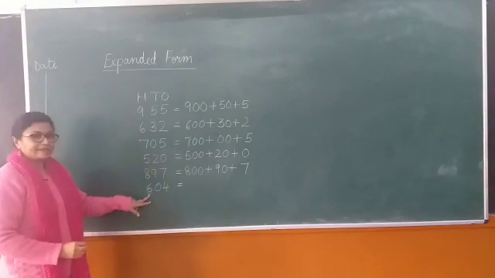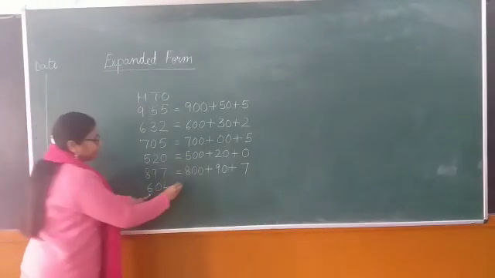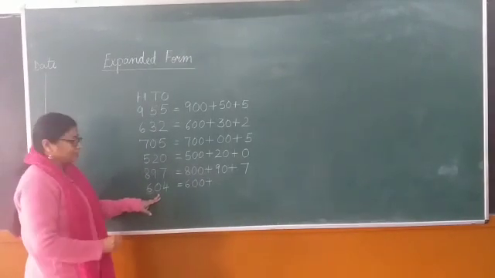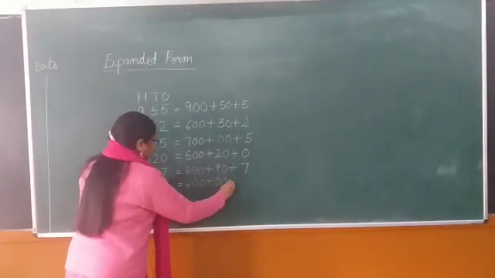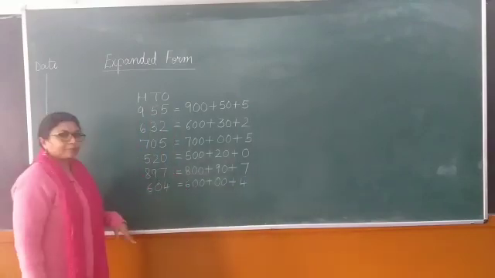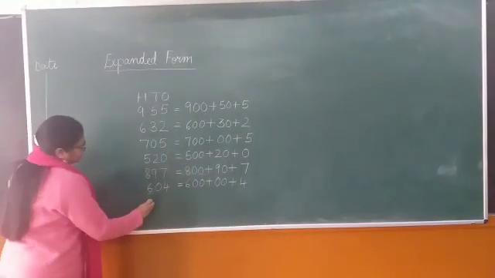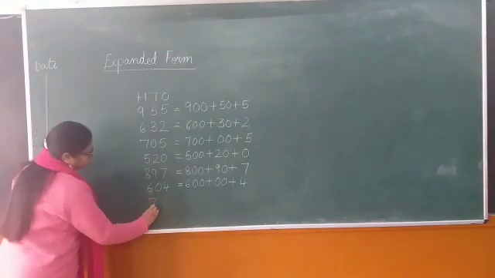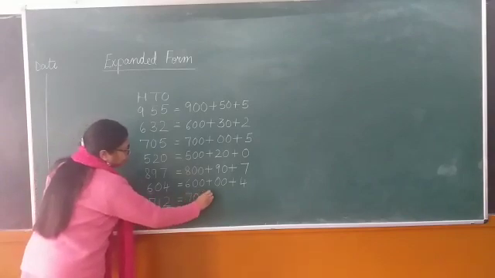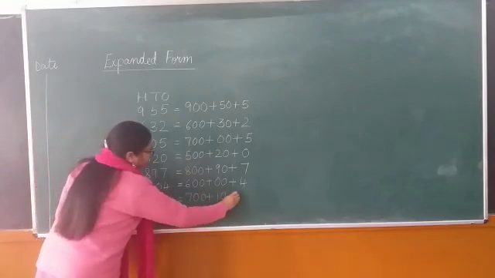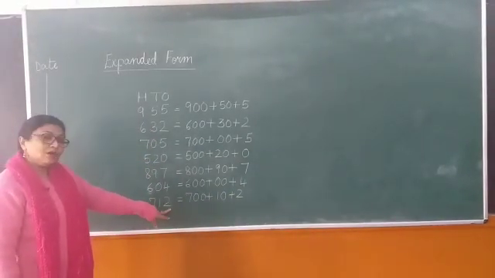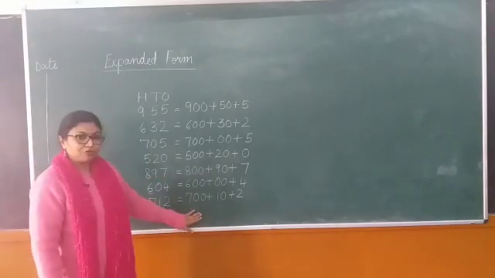Now again 604. So 6 is in hundreds place, so this is 600, plus 0 is in tens place, so this is 00, and 4 is in ones place, so we will only write 4 here. Alright students. Again 700 plus 10 plus 2, because 7 is in hundreds place and 1 is in tens place and 2 is in ones place. So don't make a mistake while you're doing this work.